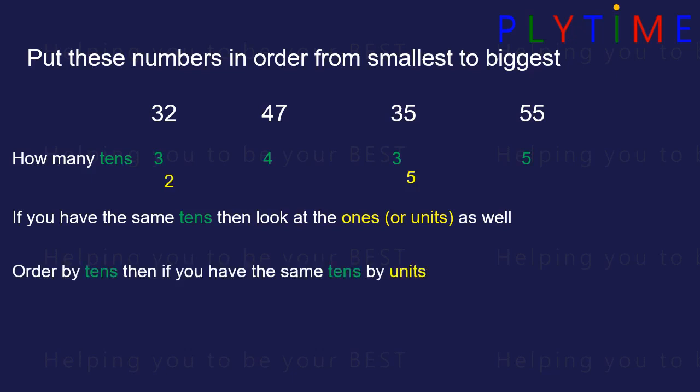We can order by tens, and if we have the same tens, then by units. So the smallest is 32, and then 35. 2 is smaller than 5, where we have the same 10. Then the next smallest 10 is the 4, so 47, and the biggest is 55.